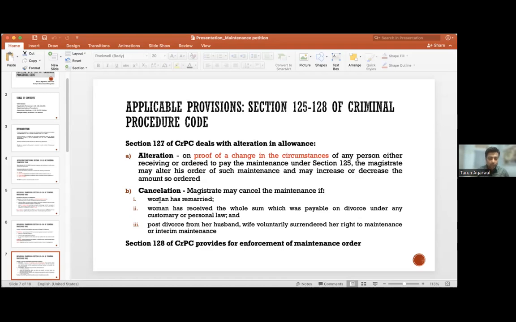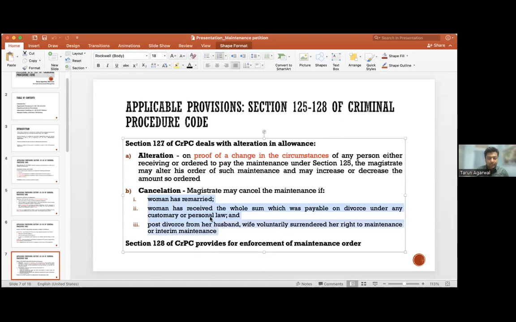So as you can see on this screen, there can be different other circumstances also. For example, a woman has remarried, or a woman has received the whole sum which was payable on divorce under any customary or personal laws. For example, in Muslim law, at the time of talaq, or at the time of divorce, a custom allows one to get a certain sum of money as an alimony.